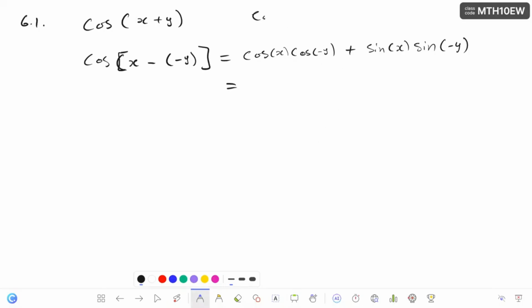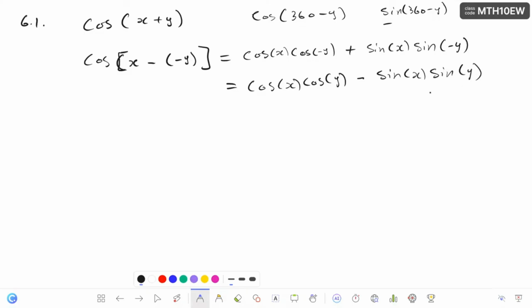So for a negative angle, you always say cos of 360 minus that angle. So even this one is sine of 360 minus that angle. But this one is in the fourth quadrant, and sine is negative in the fourth quadrant, but cos is positive in the fourth quadrant. So here it is going to be cos x cos y. Here I said it's negative, so it's going to be negative sine x sine y. So this is the answer for deriving the formula.